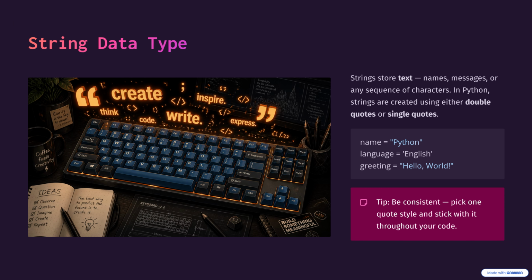The next data type is string, also called str. Strings are used to store text. Whenever we want Python to understand something as text, we put it in quotation marks. We can use double or single quotation marks, and you can see an example of this in the image. Strings are used everywhere in programming. Names, messages, usernames, and many other types of information are stored as strings.